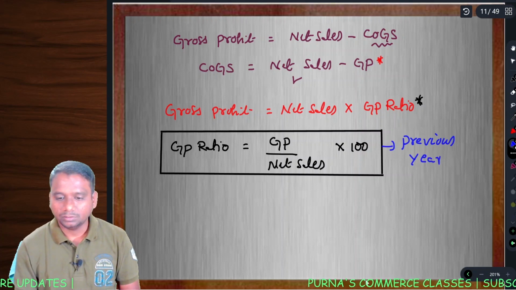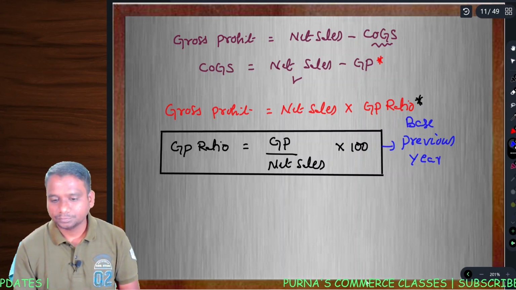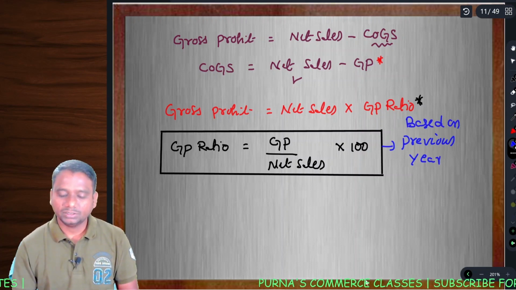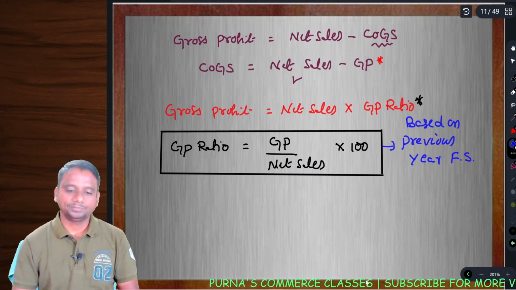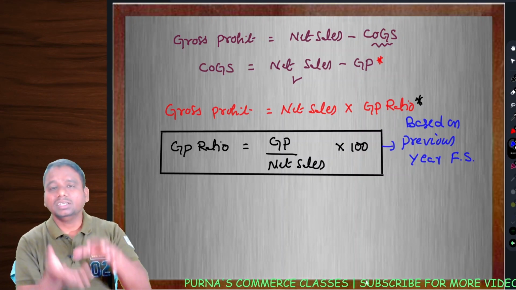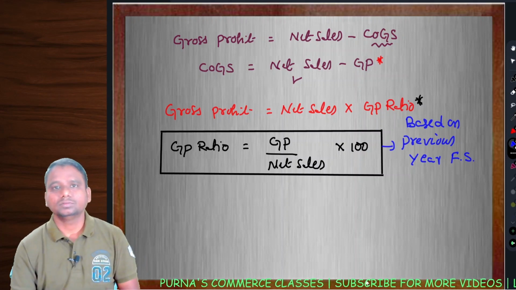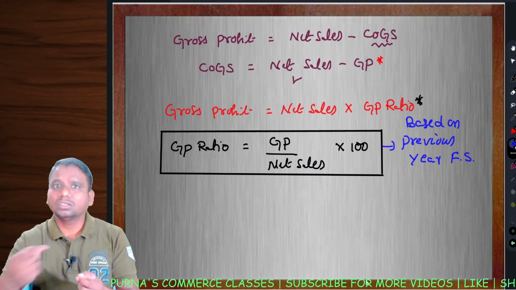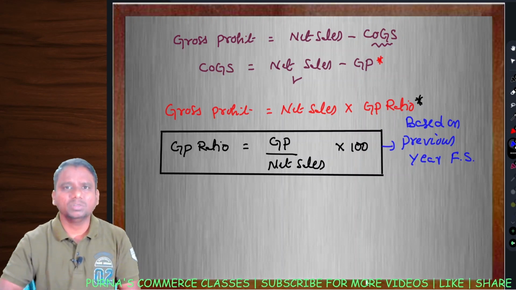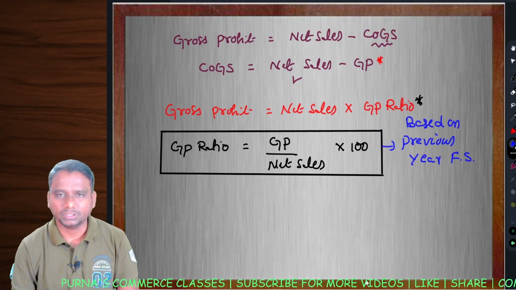Previous year, based on previous year financial statements. Generally, a business can earn a standard or similar gross profit every year. It is our assumption.